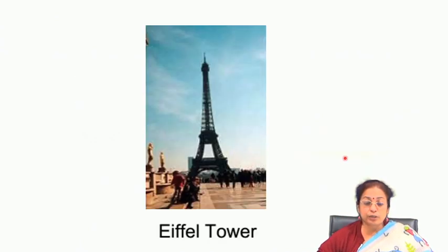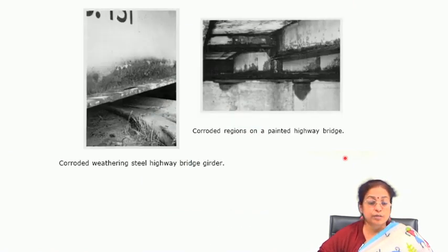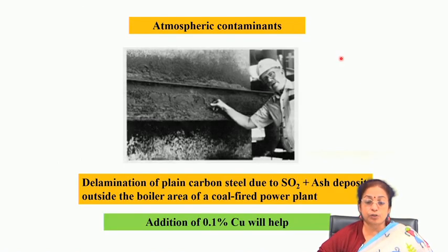Usually, if you quickly go through the different examples of uniform corrosion or environmental corrosion, you will find that this is the typical case for the Eiffel Tower, where at regular intervals of time they go on painting the surface for protection against uniform corrosion. Similarly, corroded weathering steel highway bridge girder, then corroded region on a painted highway bridge. These are typical examples of the uniform corrosion which occurs all throughout the surface.